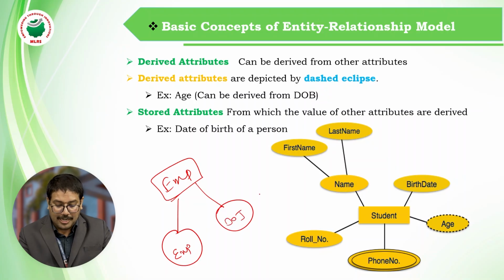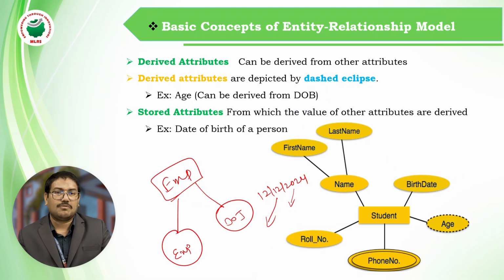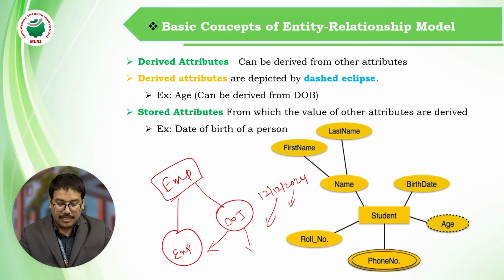So for example, for a date of join in 2024, that means 1 year, 25 means 10 days, 23 means 2 years. So the date of join automatically affects the experience. So this experience is the derived attribute from the date of join. This date of join here is called a stored attribute, and this experience is the derived attribute.